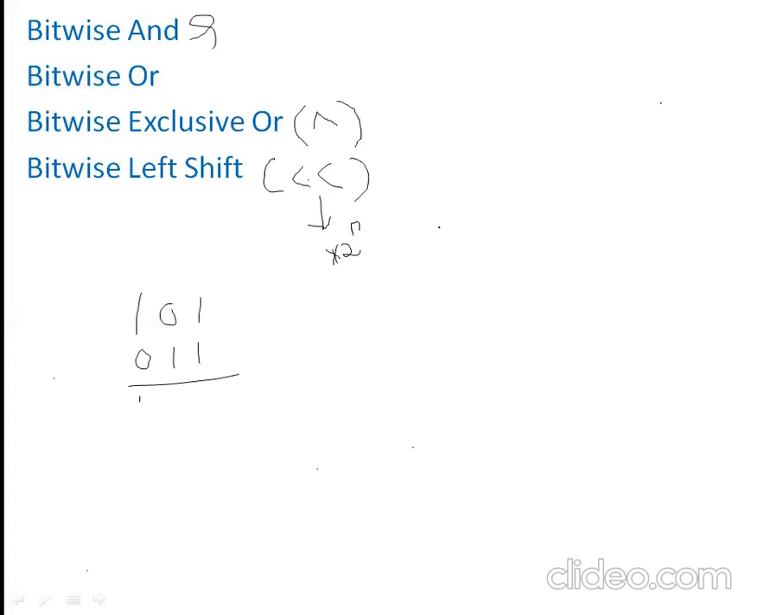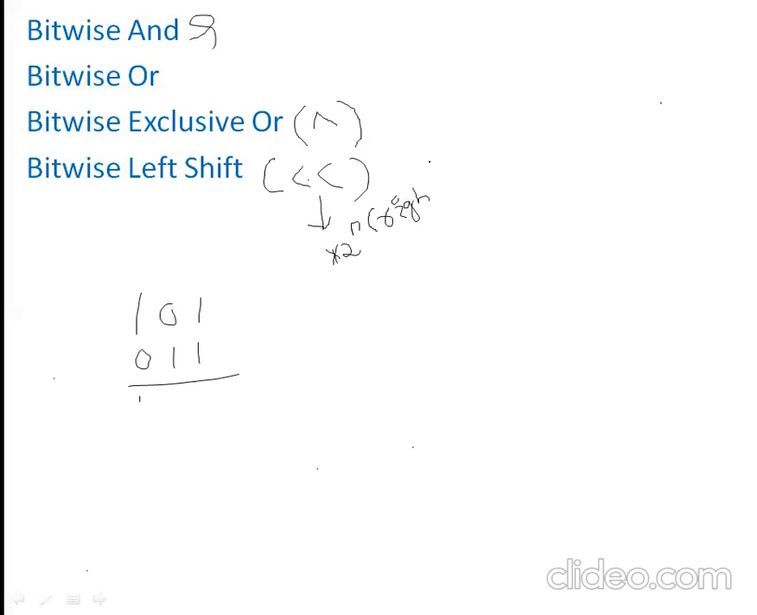You can know that it is left shift; the symbol is double less than sign. Whenever we get this symbol, we can replace it with into 2 to the power n, where n is the right operand. For any operator, there are two operands: one is the left operand, one is the right operand. So here, n is the right operand.